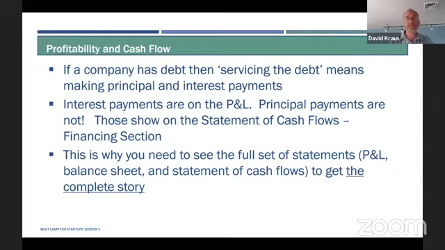If you think about that payment to the bank for that loan, a portion of it is interest, and in the early period of that loan, the larger portion of it is interest, and the smaller portion is paying down principal. So the interest payments are going to be on your P&L as an expense, but your principal payments are not. You're just paying down debt, and that doesn't appear on the profit and loss. Where they do show is on the statement of cash flows, in the financing section.